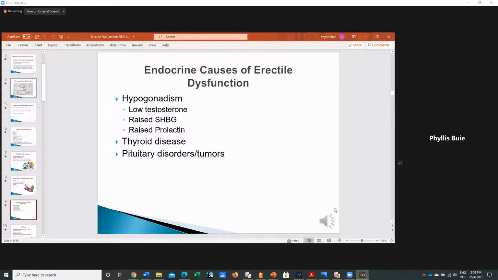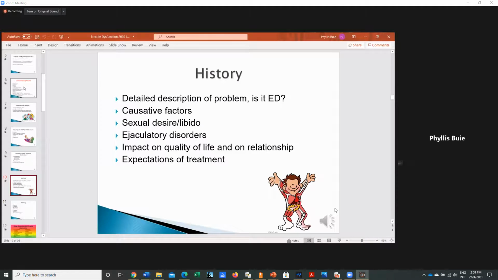Anything that would affect your pituitary gland might be a contributing factor to erectile dysfunction. So if it's benign tumors, malignant tumors, any type of pituitary disorder may reflect in erectile dysfunction. So how are we going to assess these patients?